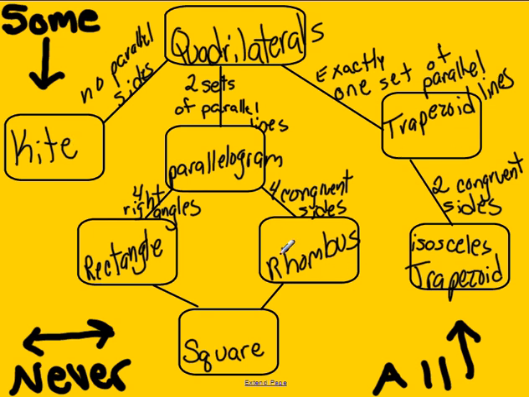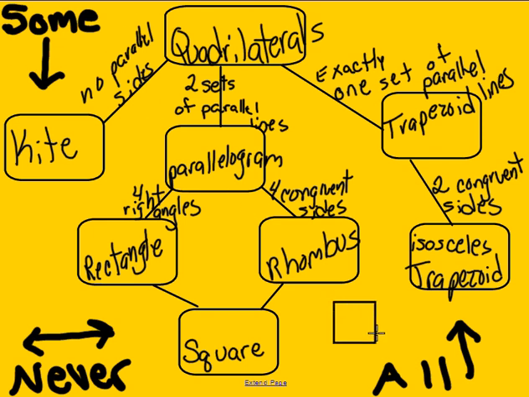A rhombus is never an isosceles trapezoid. A rhombus is never a trapezoid. Okay? So we can use these some going down, all going up, and never going left to right to really help us understand how these quadrilaterals work together and are related to each other. Keep in mind that any one quadrilateral can have many, many names.